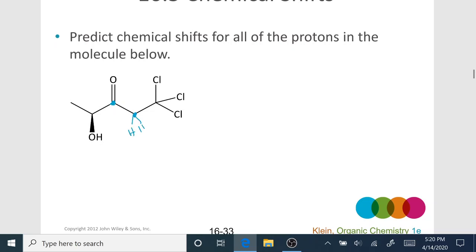Well, let's look at this carbon. This carbon has 2 hydrogens. Okay, so where are those hydrogens going to show up? Well, they're next door to this carbon bearing the chlorines. Notice the carbon that has the chlorines on it has 0 hydrogens, okay? So these carbons are at the beta position.